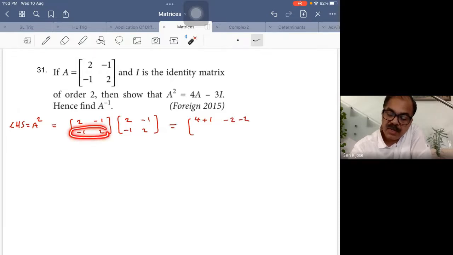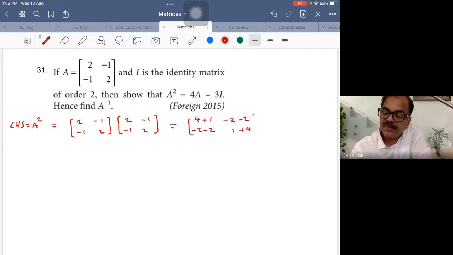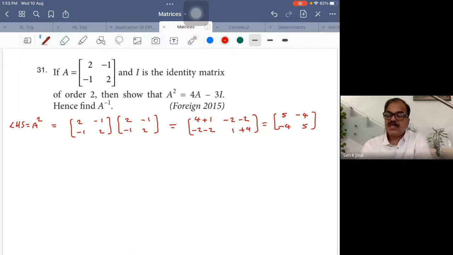Second row into the first column. So that's going to be minus 2 minus 2. Now second row into the second column. That will give me 1 plus 4. So that's going to be 5 minus 4 minus 4 and 5. That's the LHS, A squared. Now we need to do the RHS and get the same answer.